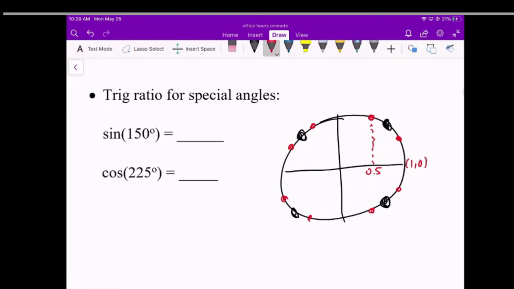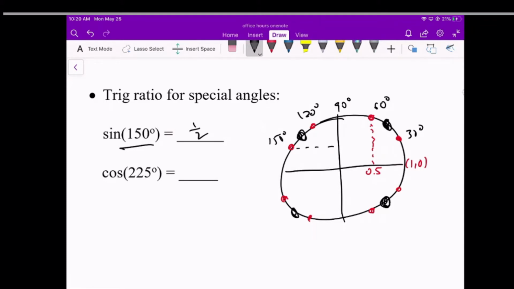So if we wanted to find sine of 150, this is 30 degrees, 60 degrees, 90, right? I'm being kind of tedious about this. 120, 150, and there it is. The sine ratio is the y coordinate, and if I look over there, the y coordinate is clearly 1/2.